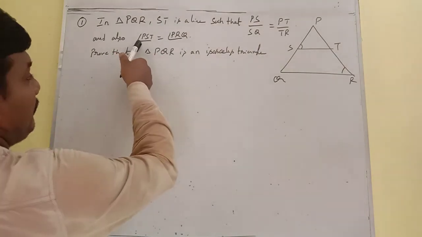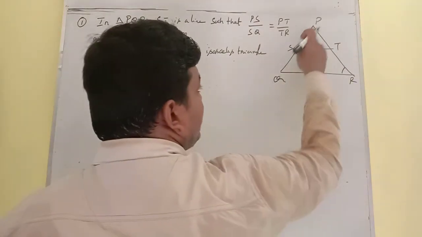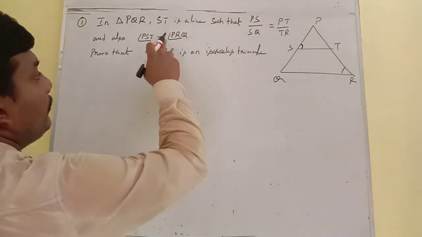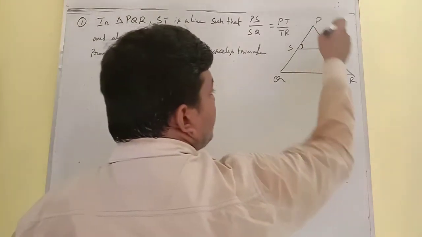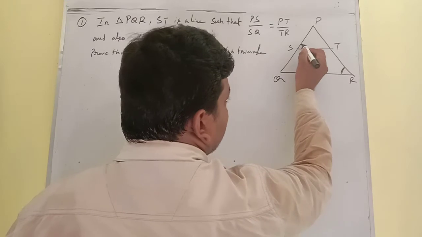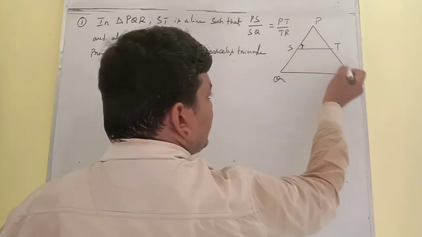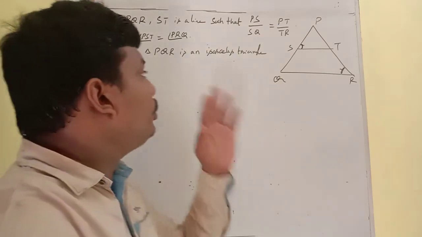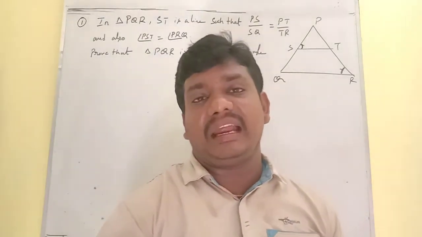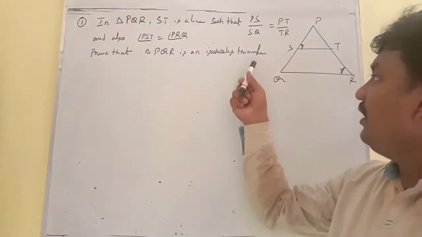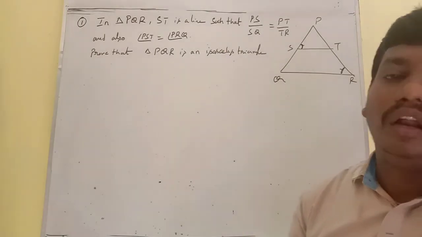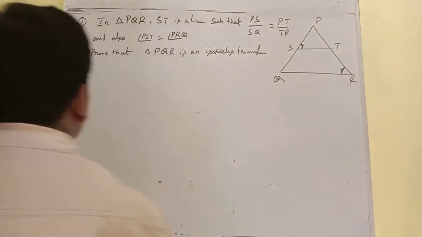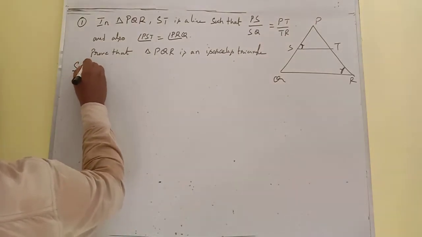And also angle PST is equal to angle PRQ. That means these two angles are equal. Also prove that triangle PQR is an isosceles triangle. This question we have to solve by using the basic proportionality theorem. Let me see the solution for this.